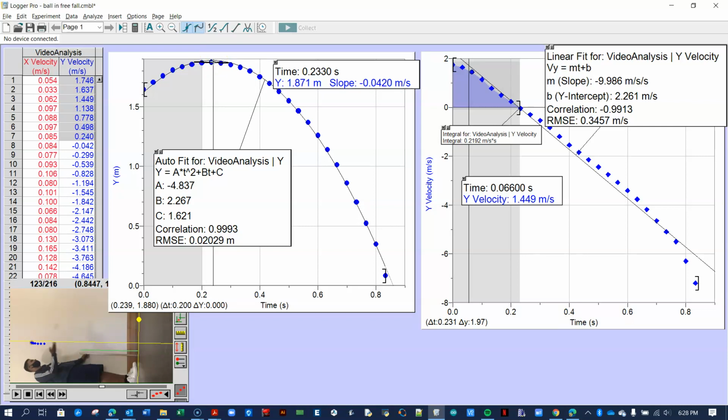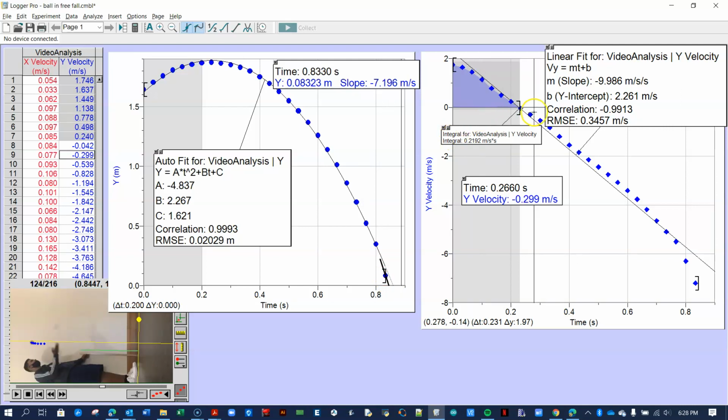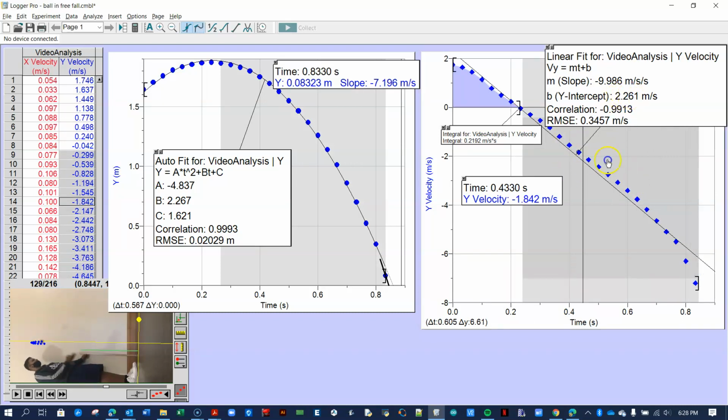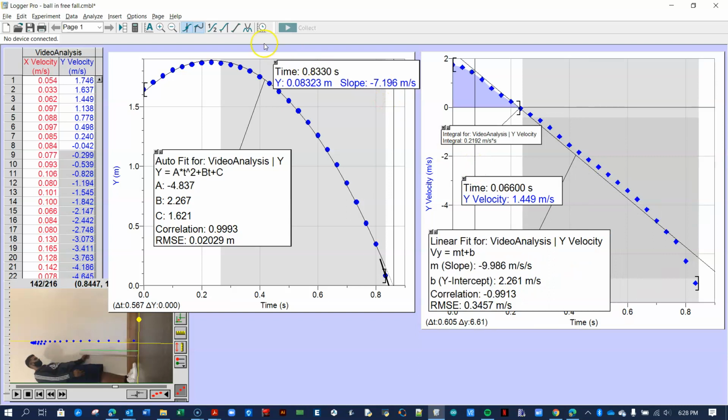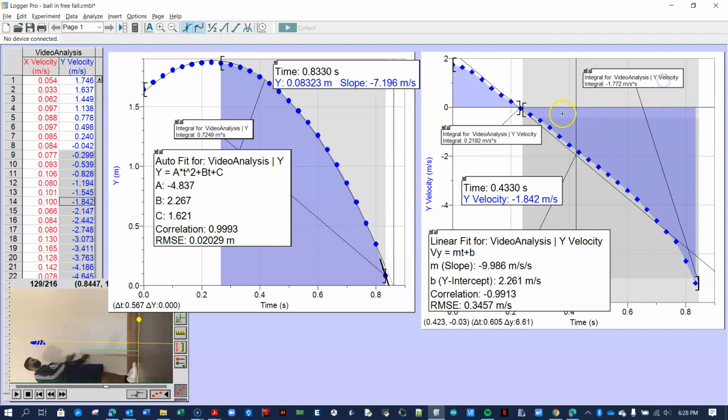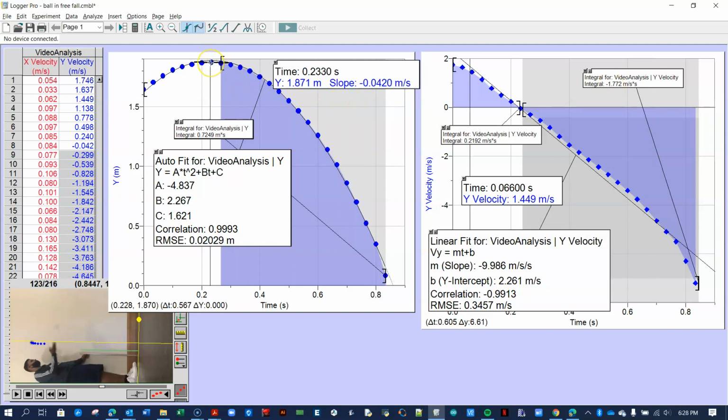If we want to see what the displacement is in the second half, we know it rises. It has a maximum height of 1.871 meters, and it falls all the way to the ground at the very bottom, practically 0 meters at the bottom. If we wanted to, we could highlight the second half of this velocity time graph, and if we click on the integral function, that will give us the area of the second half, which is negative 1.772, call it negative 1.8 meters. And that's about what the ball did too. It fell about 1.8 meters from here to there.